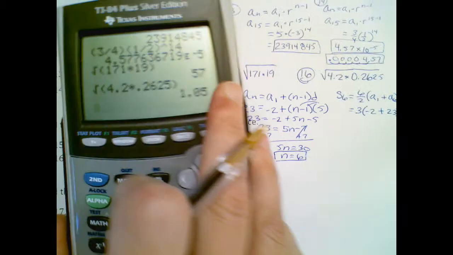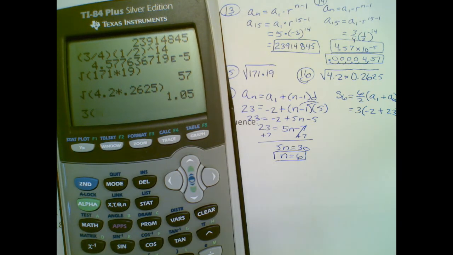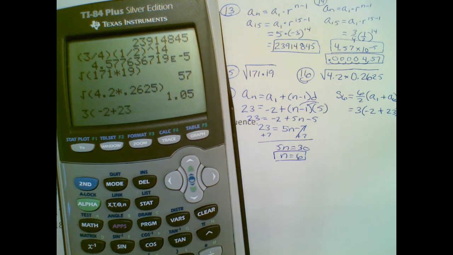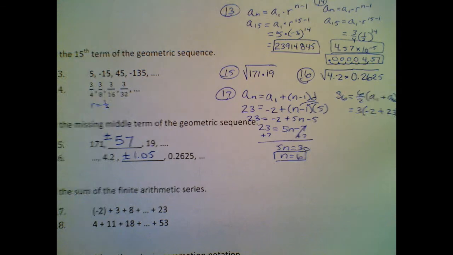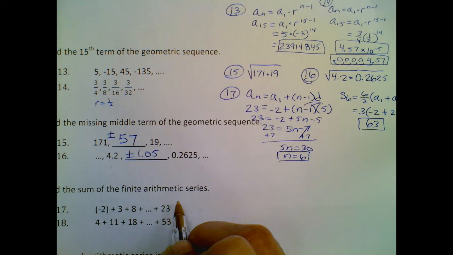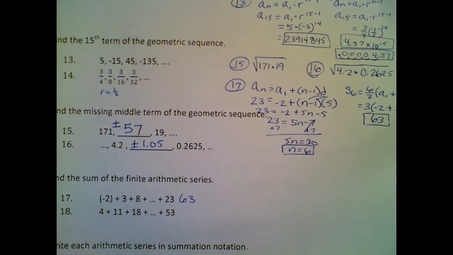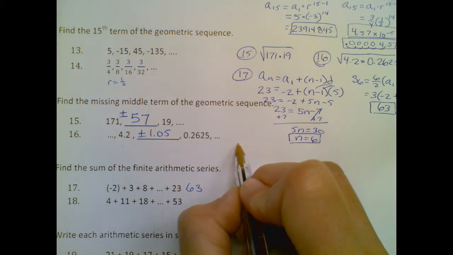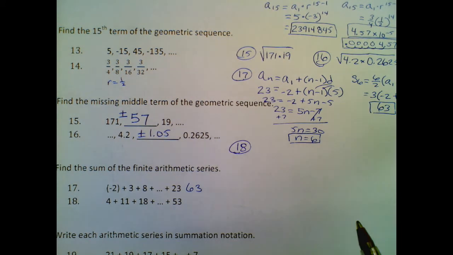So we're going to plug this into our calculator. We get a total of 63. So the sum of those terms, of those 6 terms, is 63. So that would be our final answer. Okay, for number 18, we're going to go through the same process. So we're going to use that first equation to find the number of terms.